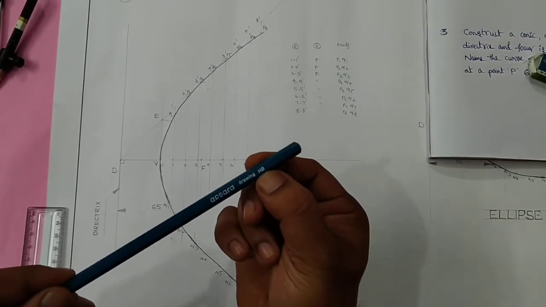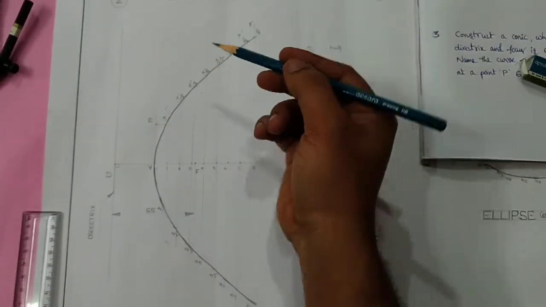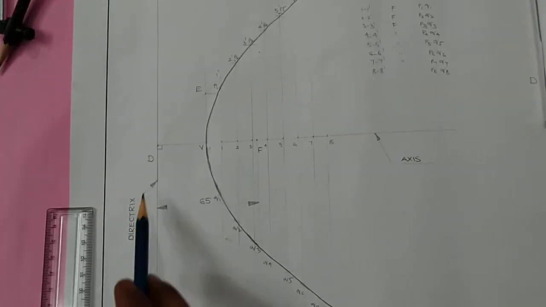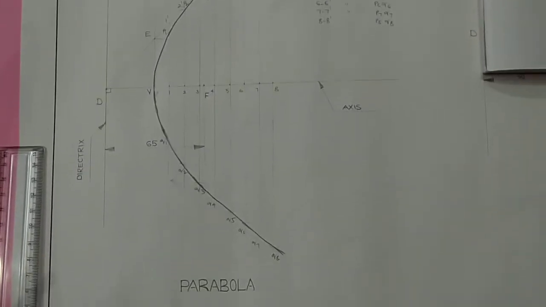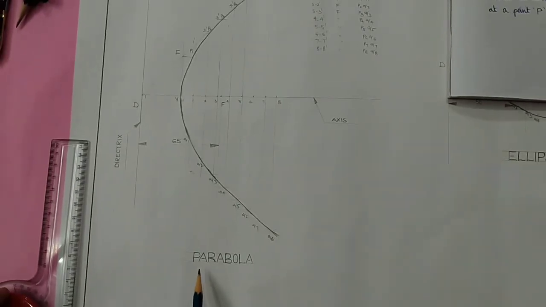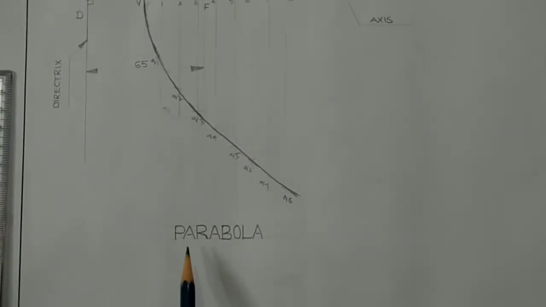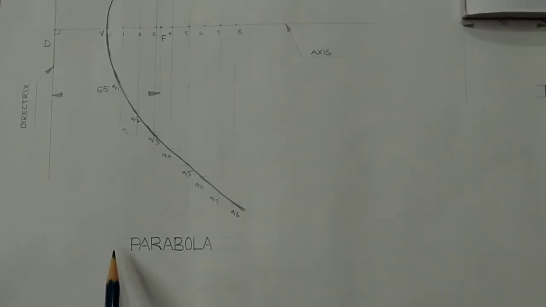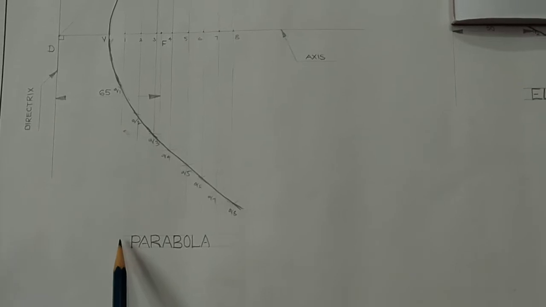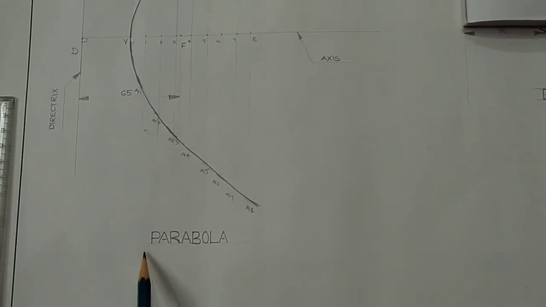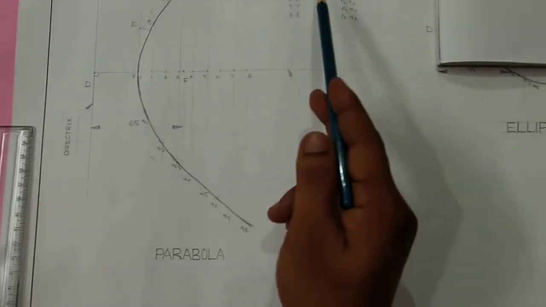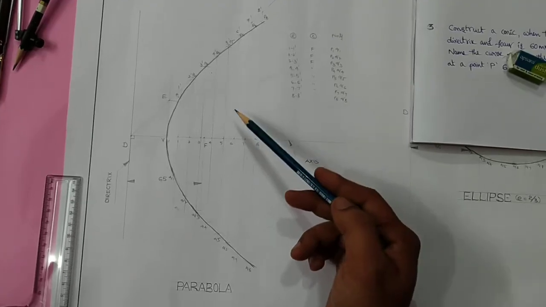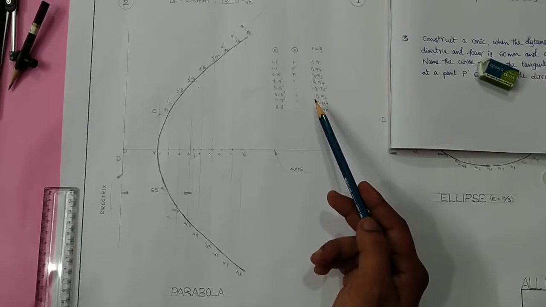Once we got the guided curve, we should darken the parabola curve with an HB pencil. And similarly, we can show the directrix line and the axis line. And here, the curve name also, the conic name also, that is parabola. Within the guidelines, we should write the conic name, that is parabola. And here one more point, the distance between the two guidelines is 7 mm for the subtitle. And one more thing, there is no need to mention this particular procedure of the construction of the parabola. For your understanding purpose, here I have written it.